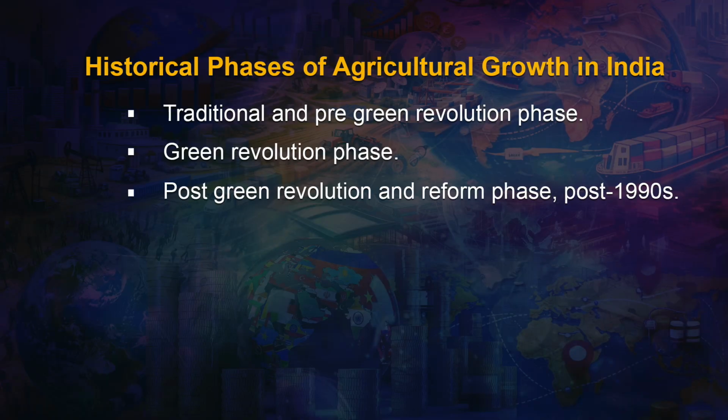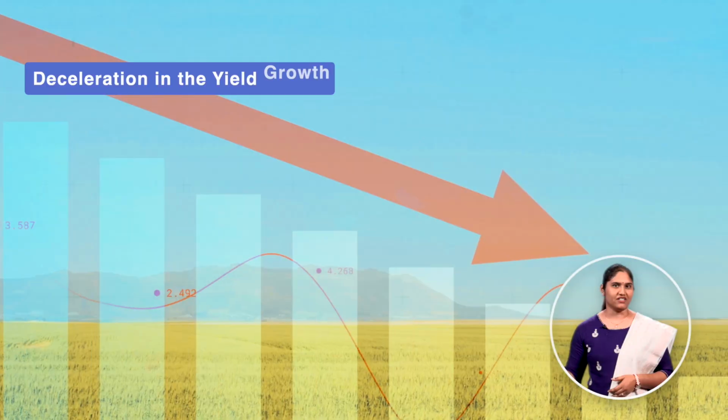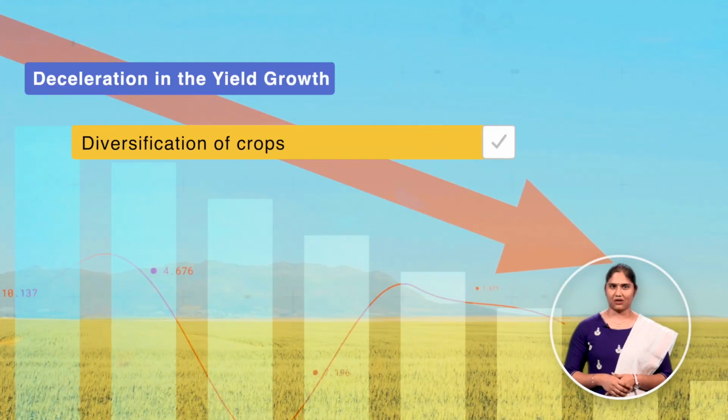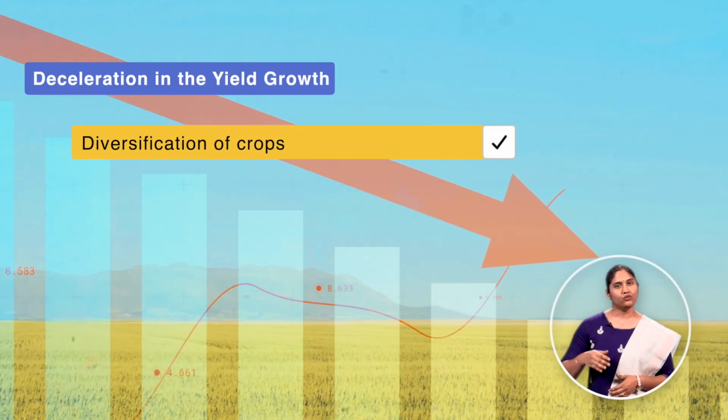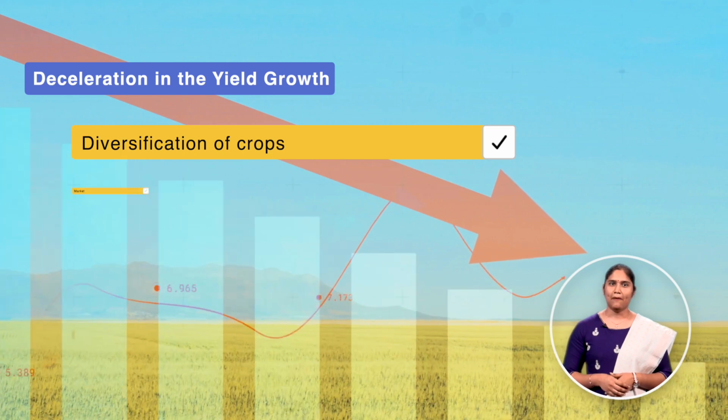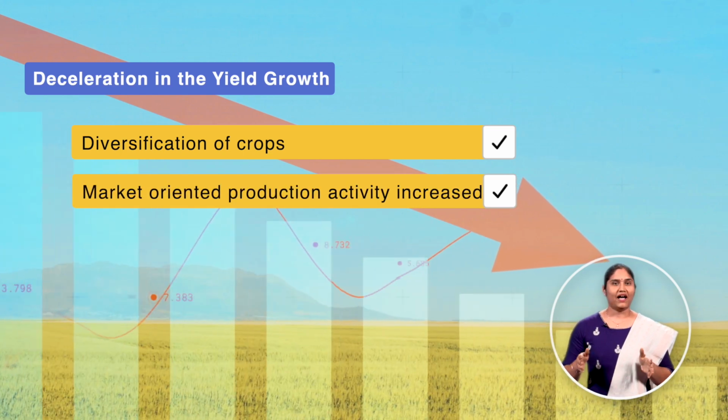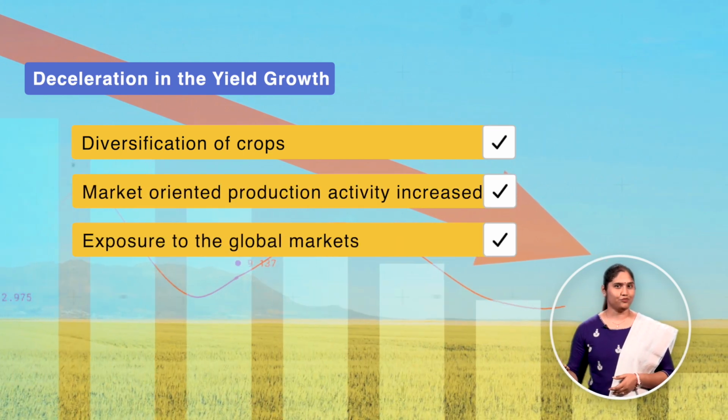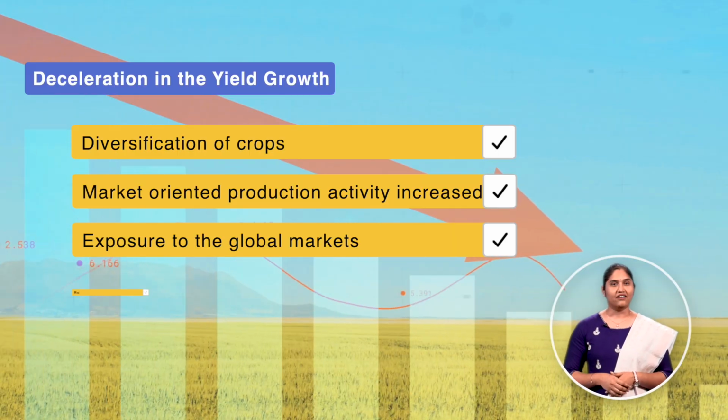Post-Green Revolution and reform phase, post-1990s. Agricultural growth increased, but was accompanied by a deceleration in yield growth. A large shift was observed towards crop diversification and market-oriented production, with increased exposure to global markets and rising cost of cultivation. In this phase, agricultural growth became uneven, with increasing inter-regional and inter-crop disparities.